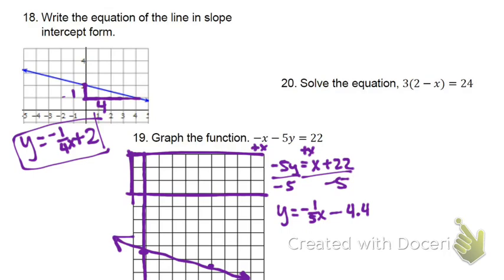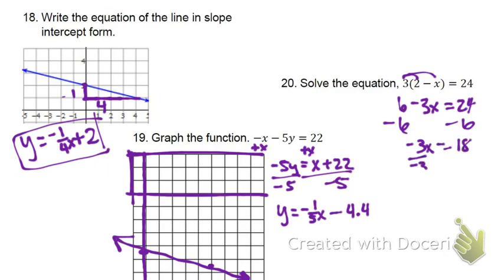And then on number 20, you're solving your equation. First step is to distribute. So 6 minus 3x equals 24. So we're going to subtract 6. So negative 3x equals 18. So then divide by negative 3. So x equals negative 6.